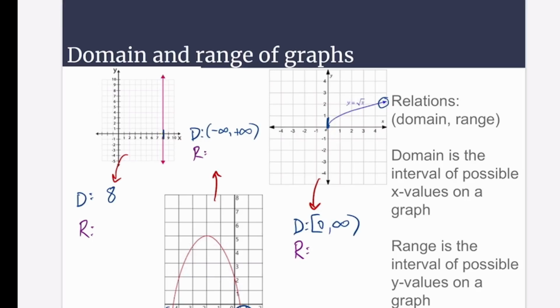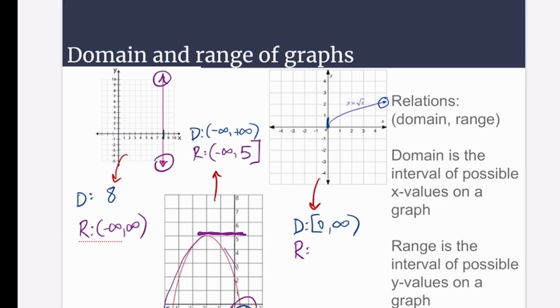And now let's look at the range. So the y values, this goes up, this goes down. So the first graph is going to go -infinity to +infinity. For the second graph, the y values actually stop at +5. And then the graph goes down. Doesn't matter which direction you look. There are down arrows. So the smallest value is -infinity, and it's going up to 5.